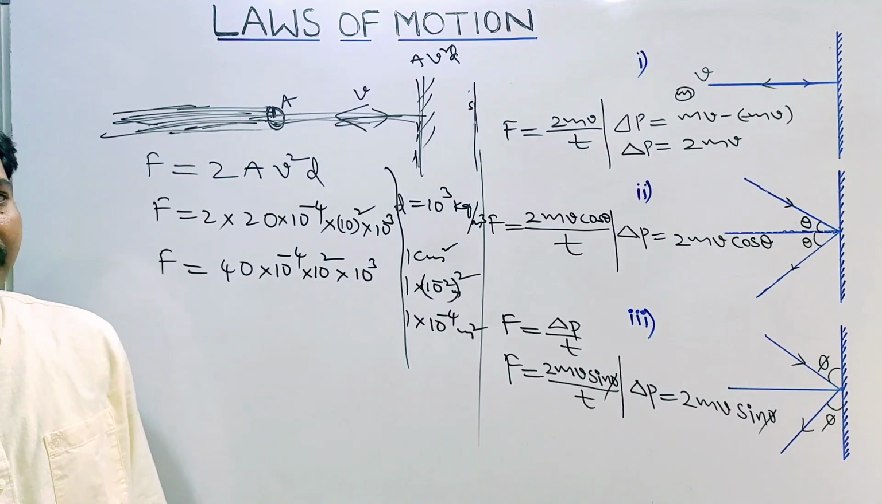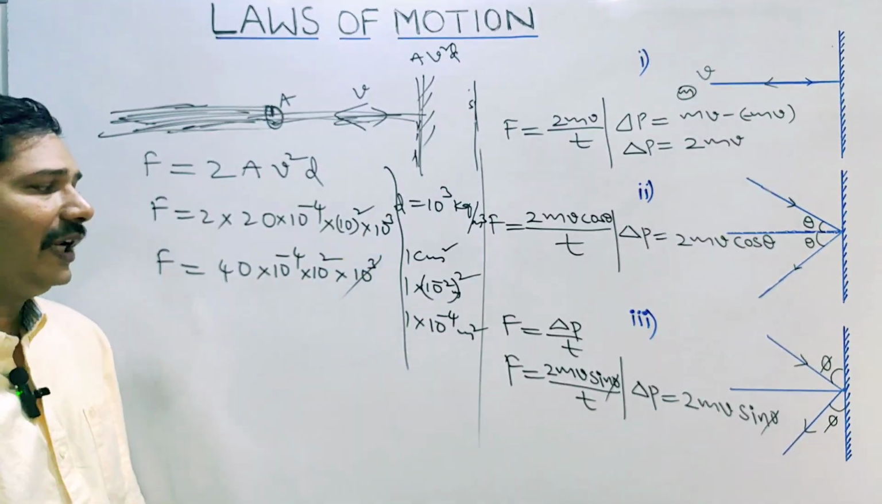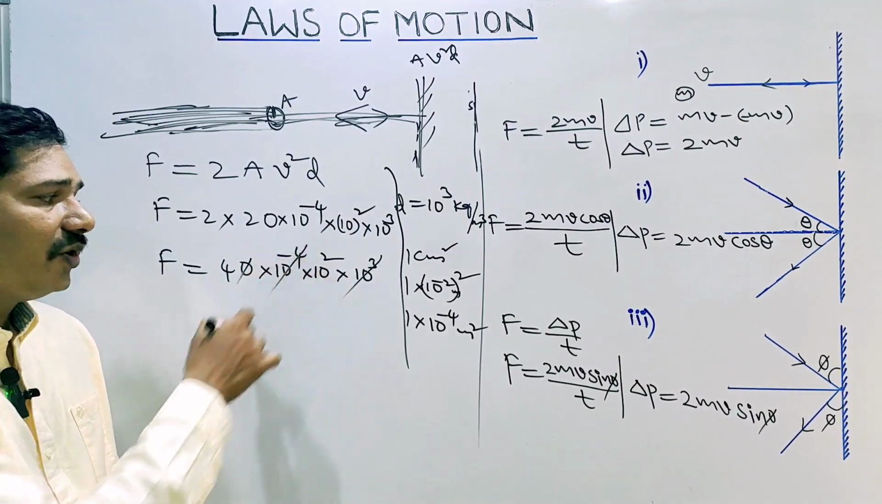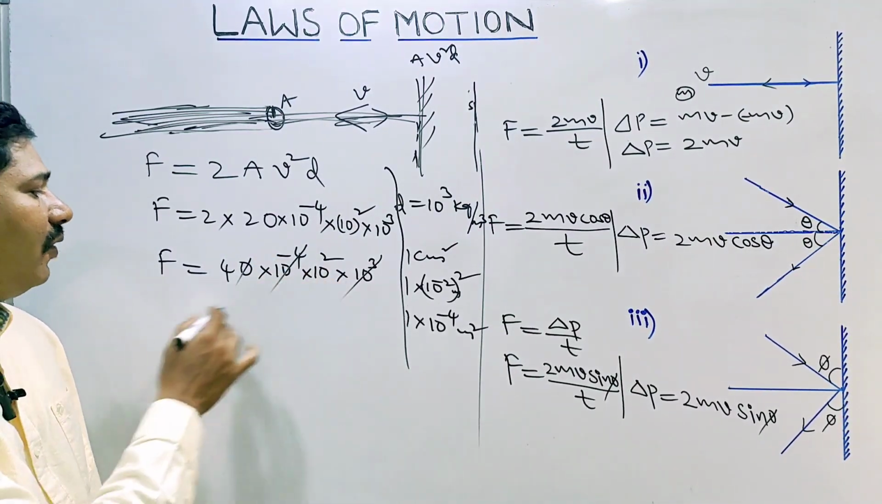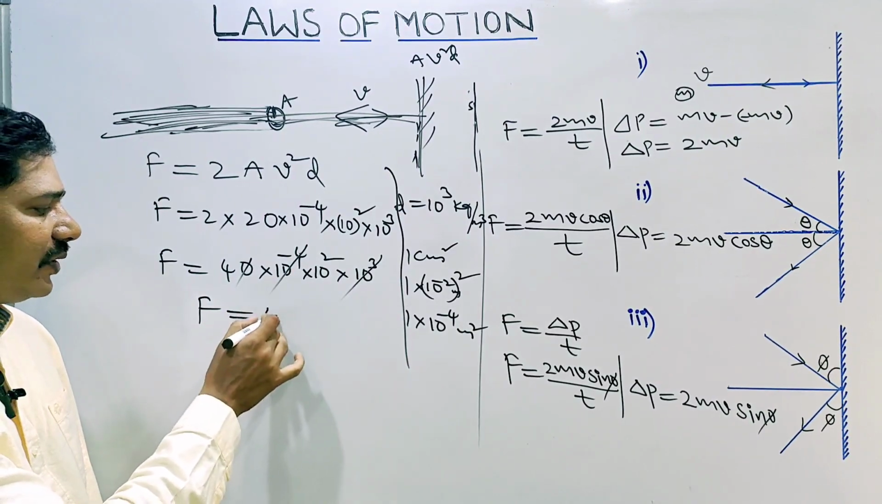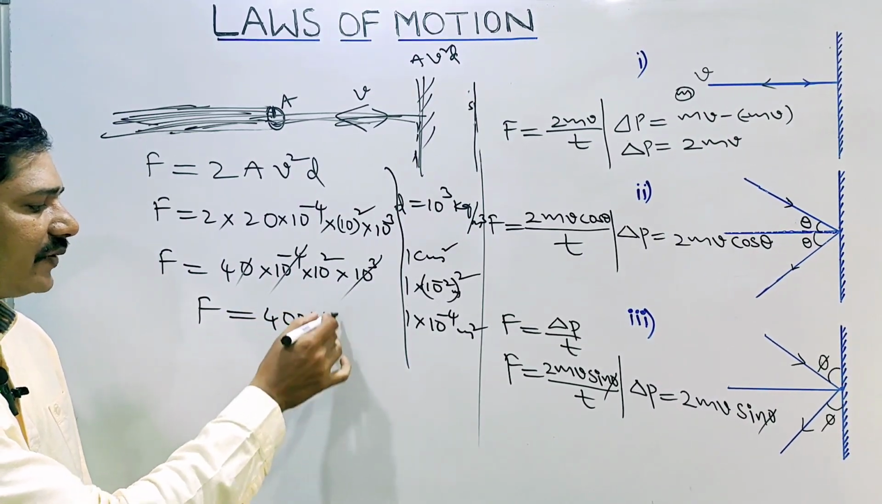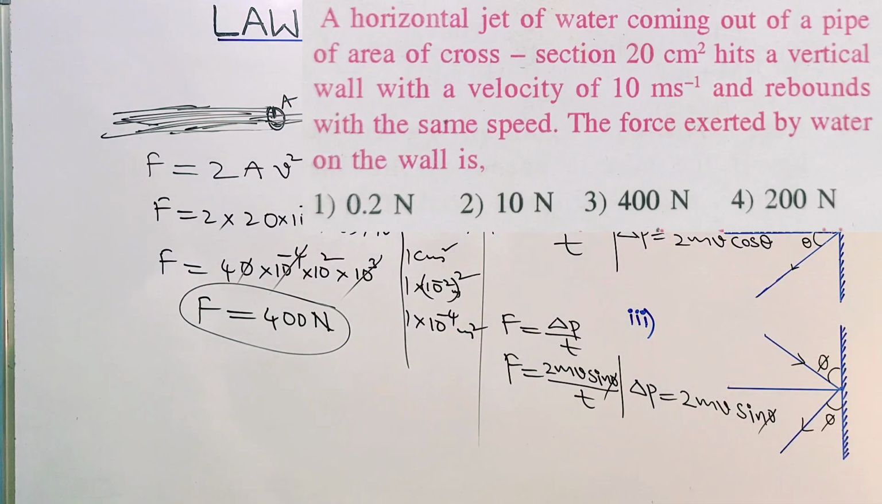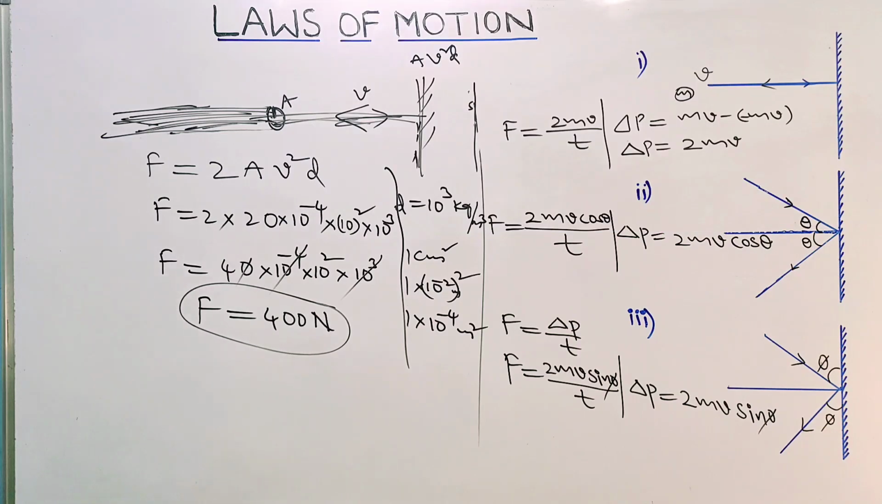So here it is very clear, 10 power of 3 and 10 power of 2 give 10 power of plus 5... 10 power of plus 4 and 10 power of minus 4 cancel, 4 into 10 power of 2 means how much? 400 newtons. Force unit is newtons. 400 newtons. Which option is correct? Third option is correct.